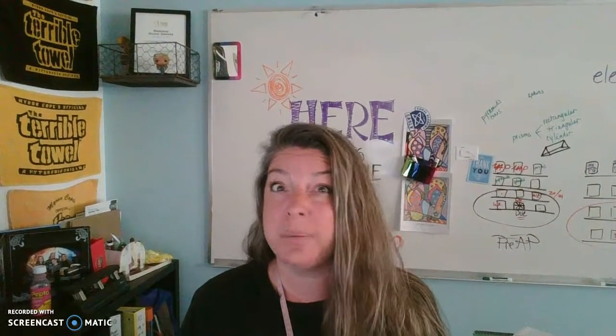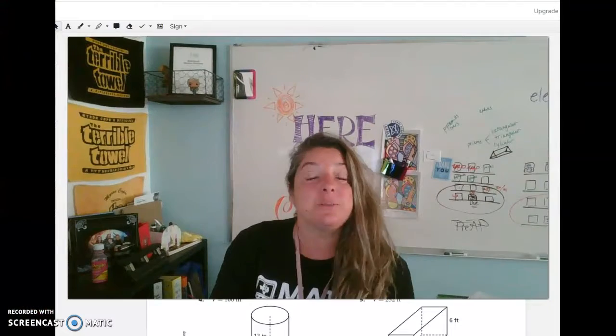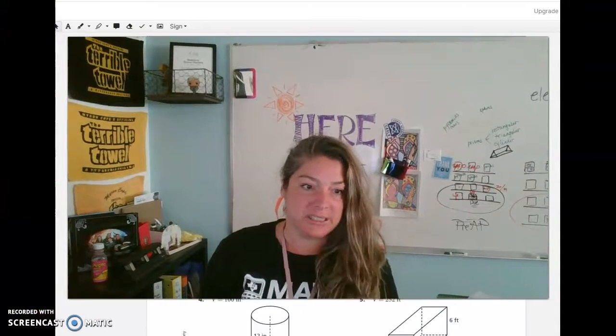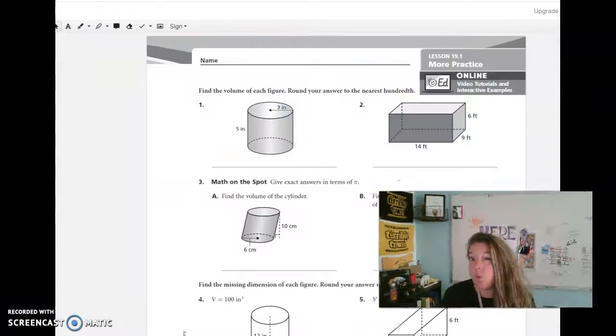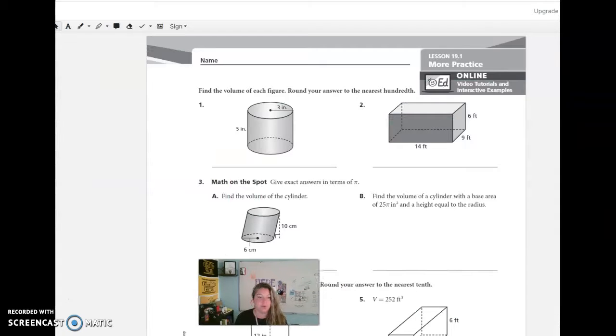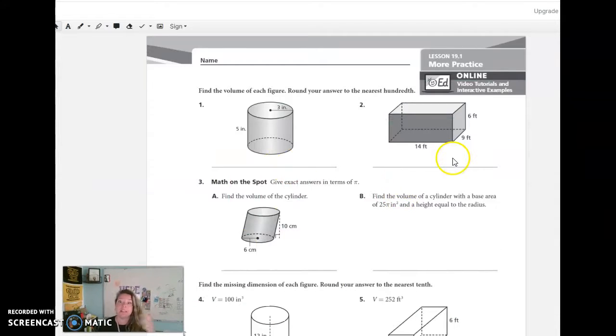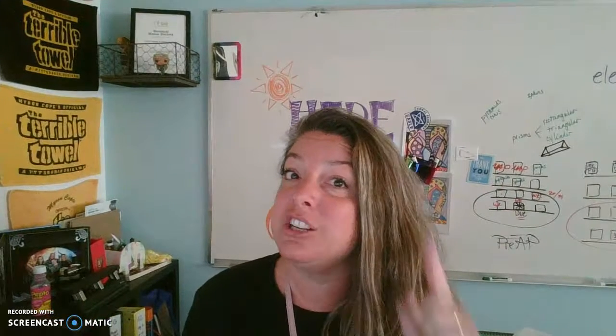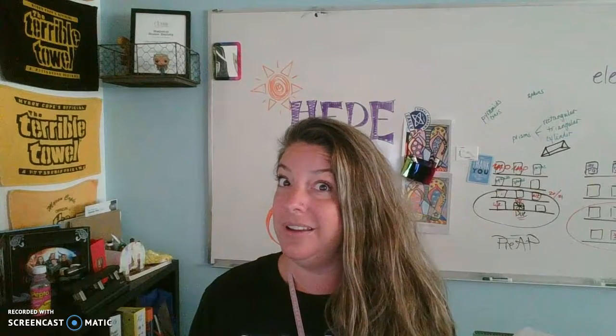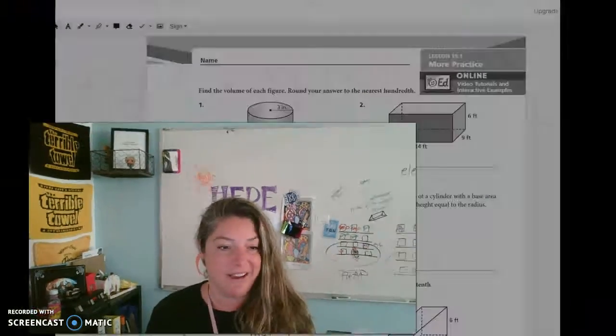Go get your workbook, page 259. All right, so when you're finding the volume of prisms, most of you already know one of the volume formulas. Most of you already know length times width times height. So if you look over here at number 2, that is what you're going to do, is length times width times height. But I'm going to change the formula on you and make it a little bit different, okay?